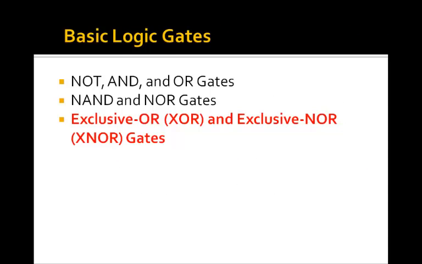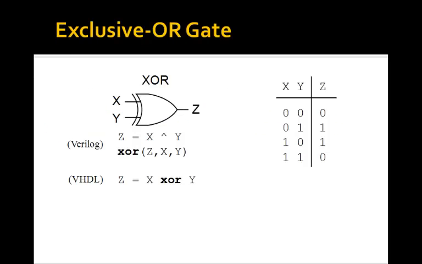Finally, let's look at exclusive OR and exclusive NOR gates. Here's the symbol for the exclusive OR gate. It looks like an OR gate, except it has this extra curved line in the front. And the output of the exclusive OR is 1 if either input is 1 and the other is 0. It's 0 if both are 1 or both are 0. So it excludes the case where both inputs are 1.